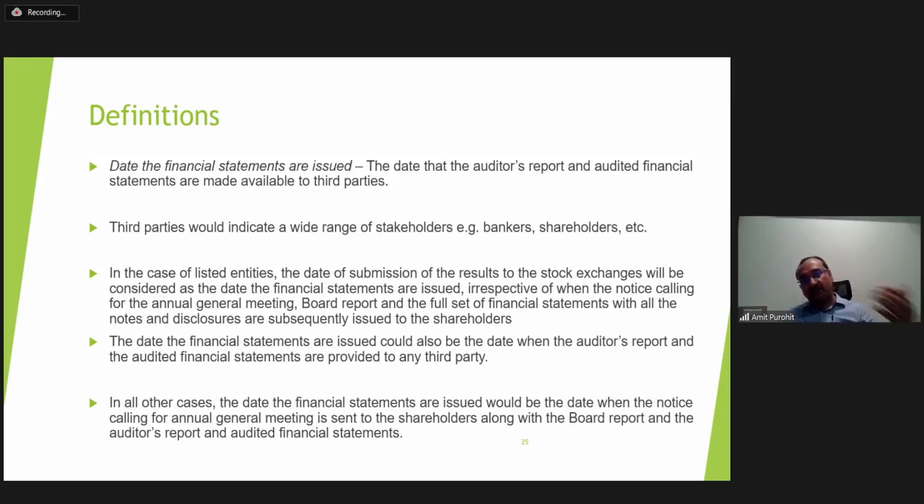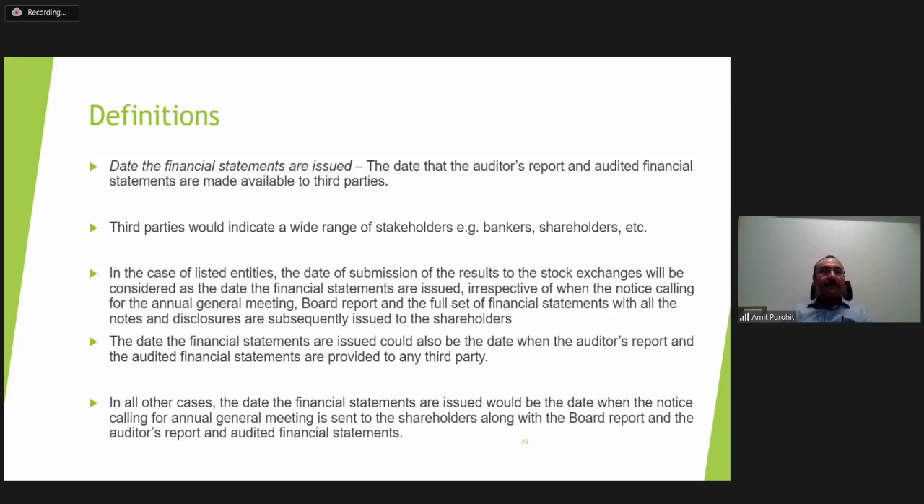Now, let us understand the meaning of third parties. Third parties would indicate a wide range of stakeholders like bankers, shareholders, etc. If you see the implementation guide on SA 560, the AASB has come out with an implementation guide to help members deal with implementation issues of this standard. It gives three scenarios. In case of listed entities, the date of submission of results to the stock exchange will be considered as the date the financial statements are issued, irrespective of when the notice calling the annual general meeting, board report, and the full set of financial statements with all the notes and disclosures are subsequently issued to the shareholders. So in case of listed entities, it will be the date on which the financial statements are shared with the stock exchange.